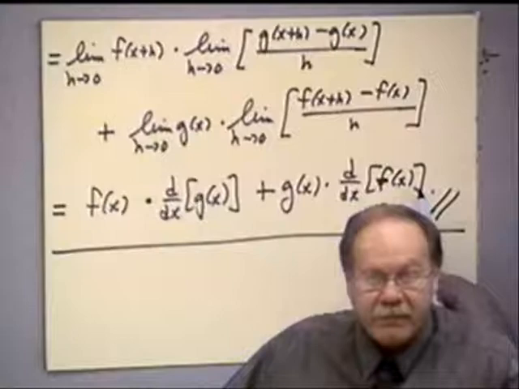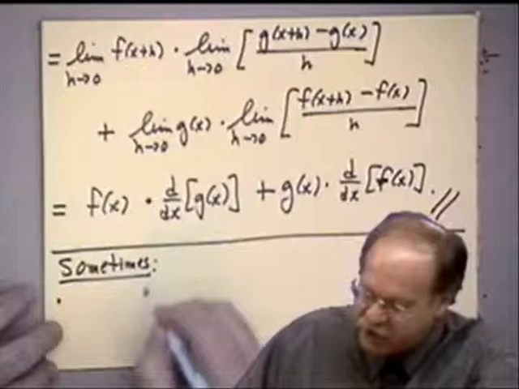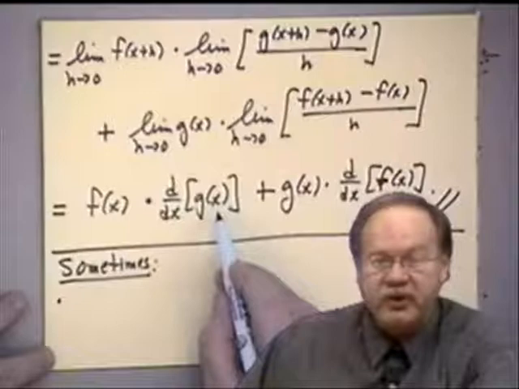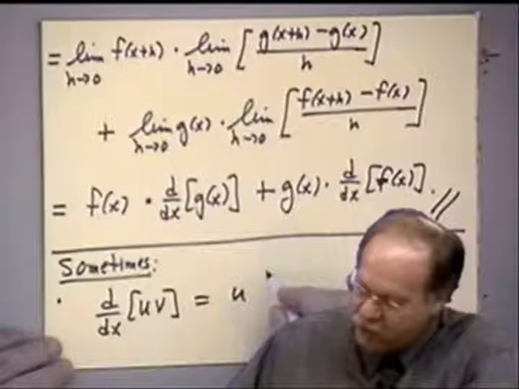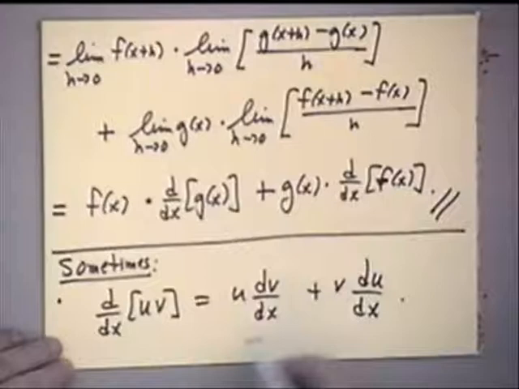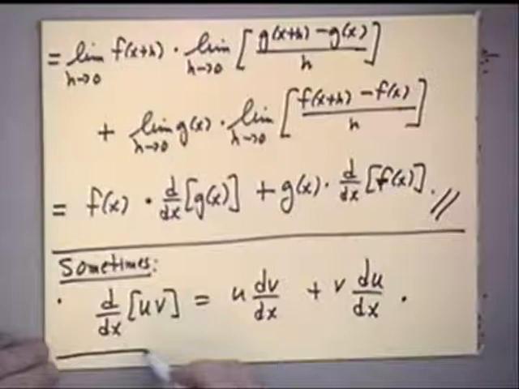I might note while I'm here that sometimes, in order to simplify the notation a little, if I call f of x the function u and don't mention the x, and if I call g of x the function v and don't mention the x, you can write this a little more simply as the derivative with respect to x of uv, u times v, is u dv dx plus v du dx. And you might notice that has a certain verbal rhythm to it. The derivative of uv is u dv dx plus v du dx. Sometimes it is helpful to remember that as a phrase in your mind to remember how the product rule goes.